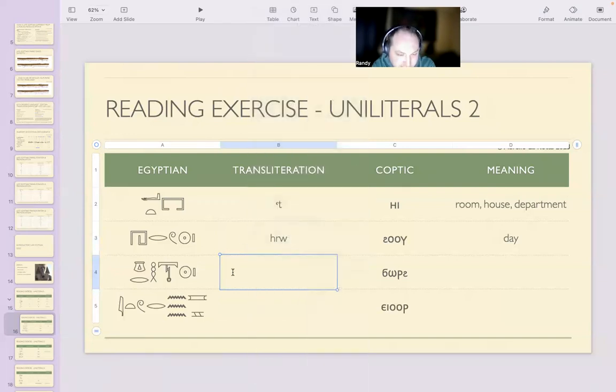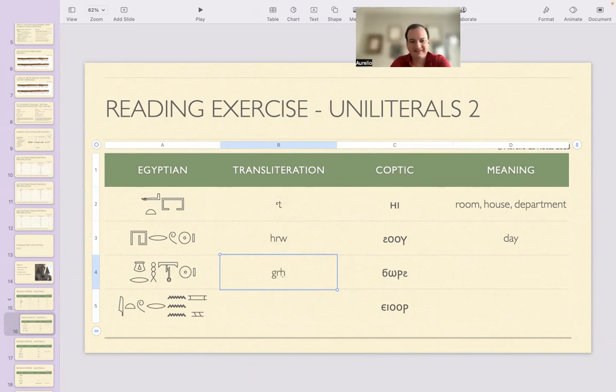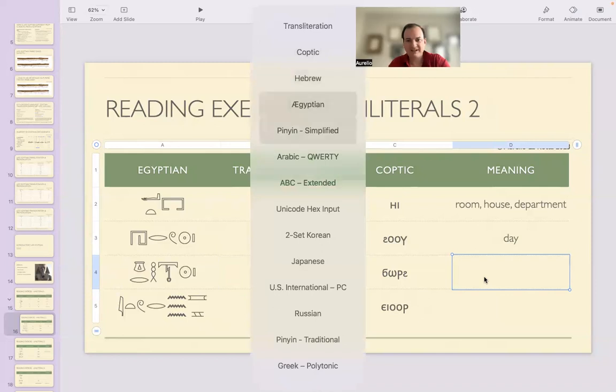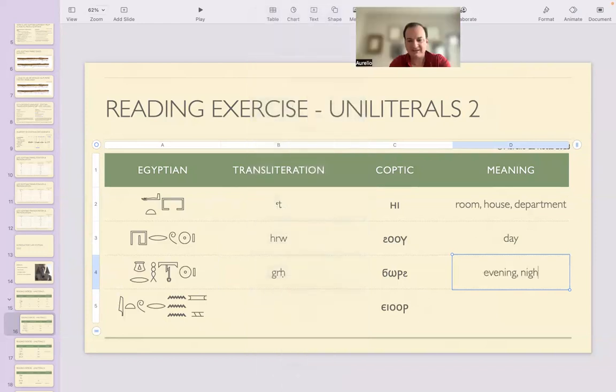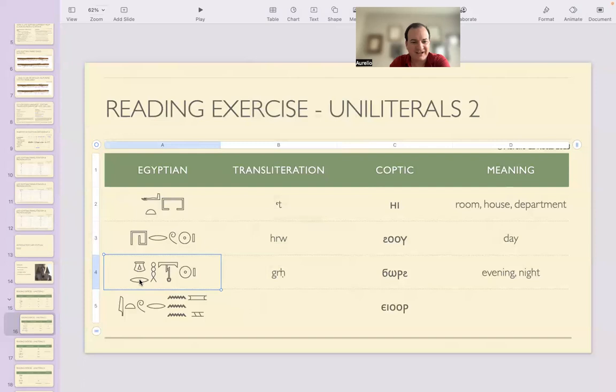The transliteration would be G R H with a dot. And then the Coptic is a shor, which would be evening or night. That's absolutely right. I think the H is still pronounced, right? I think so. Yeah, evening or night. That's right. 100% perfect. And what do you make out of the rest after the GRH? So the first determinative is a sky with a little lightning bolt, presumably, with a hand touching the earth.